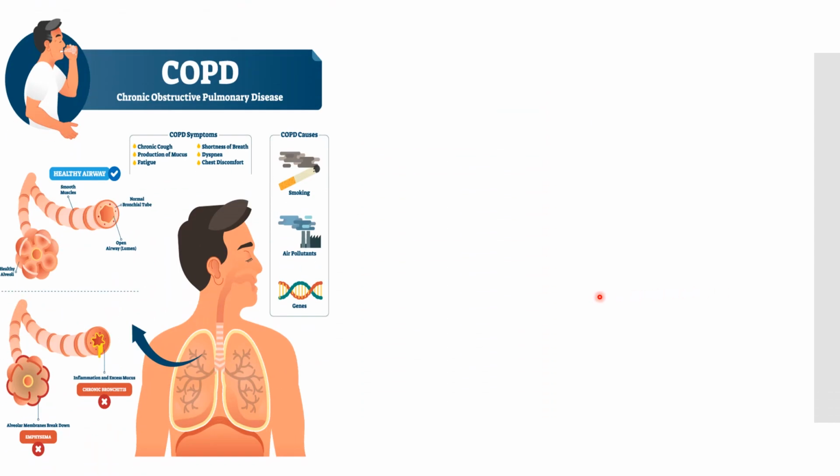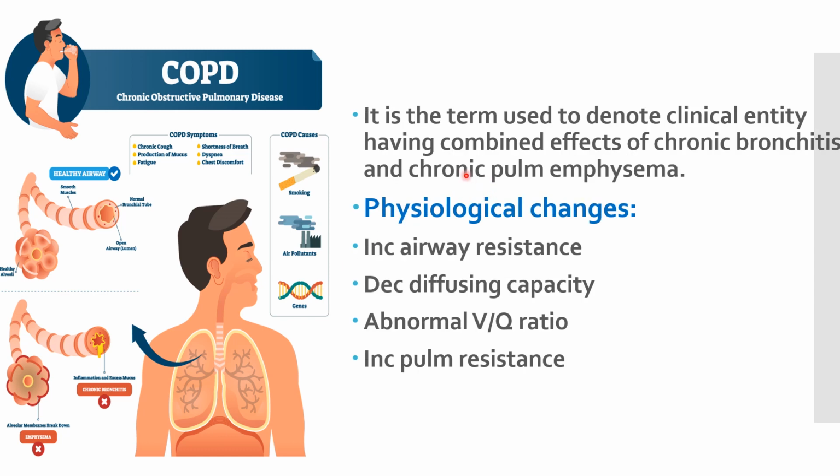So next we will see chronic obstructive pulmonary disease. This is nothing but a clinical entity. It is the term used to denote a clinical entity having combined effects of chronic bronchitis and chronic pulmonary emphysema. So both the conditions are present in the same person, and we will call it chronic obstructive pulmonary disease.